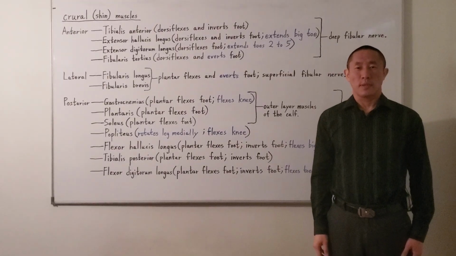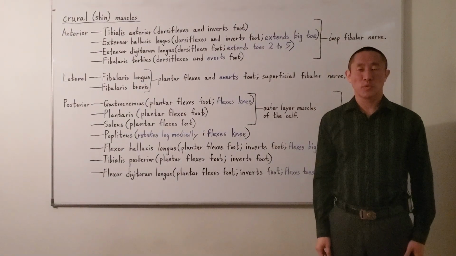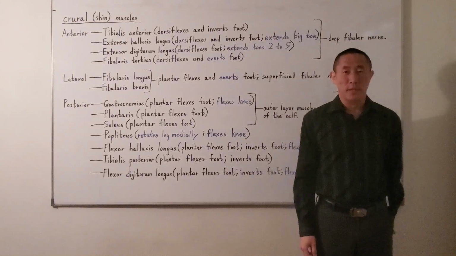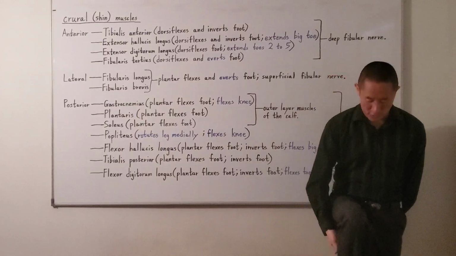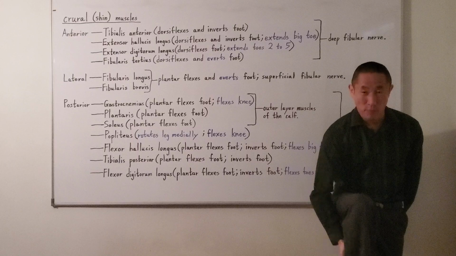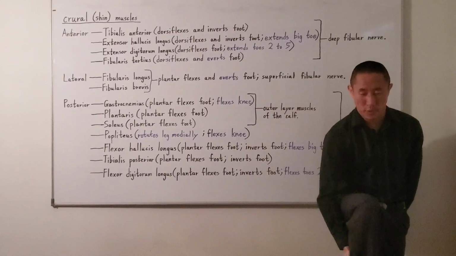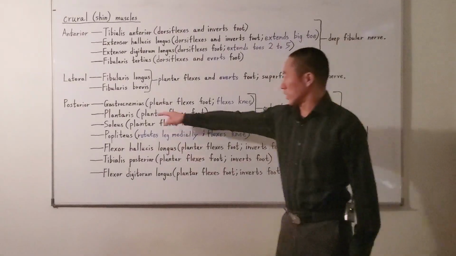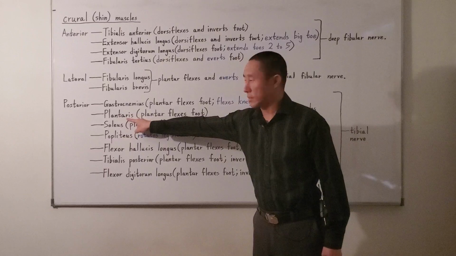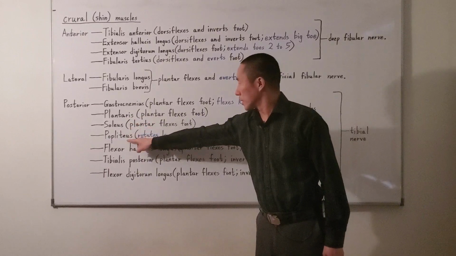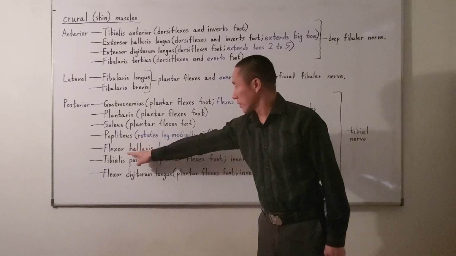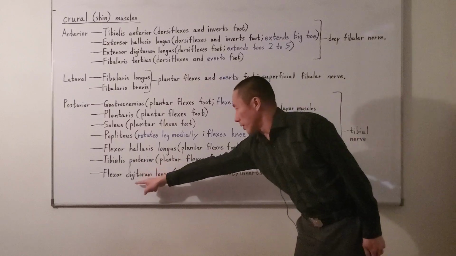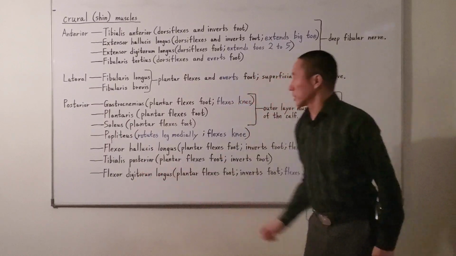Hello everyone. In this video, we are going to talk about the muscles that can be found in the posterior leg region of the body. The posterior leg region is the same as saying the calf region of the body right here. Now, for this region, we have the gastrocnemius muscle, the plantaris, the soleus, the popliteus, flexor hallucis longus, tibialis posterior, and the flexor digitorum longus muscles.